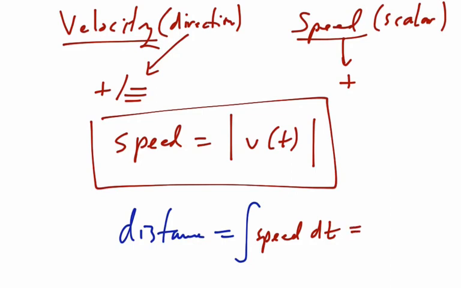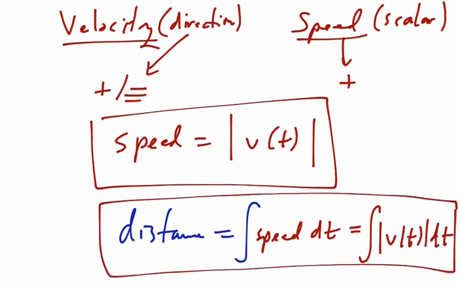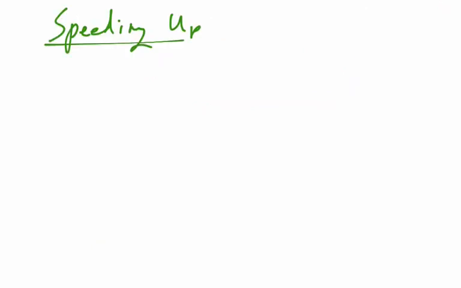You could also just write it as the integral of the absolute value of velocity, dt. And so those are separate formulas that you need to know, separate from the displacement ones. One last thing I want to talk about is how do you tell if you're speeding up or slowing down?